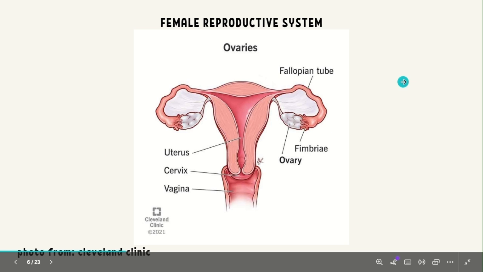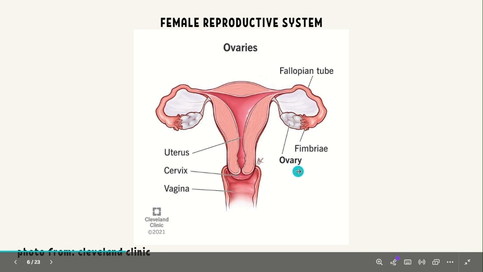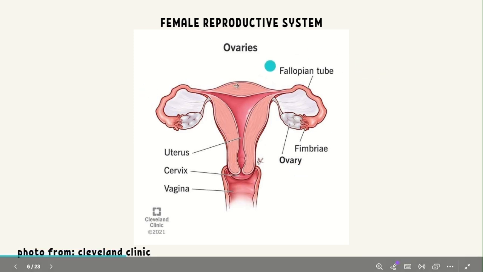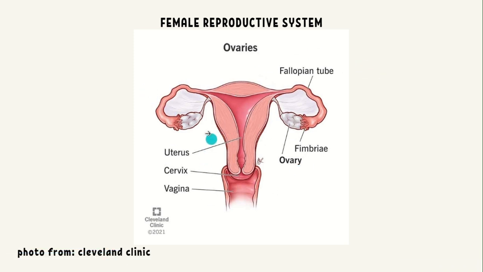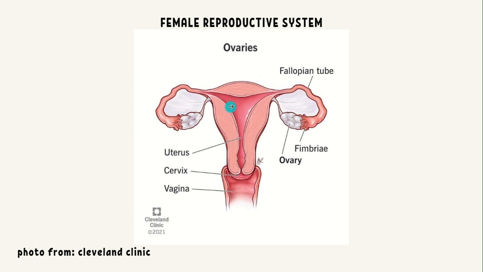So basically, we're moving on to the female reproductive system. I would suggest that you at least know how to draw this, right? So let's just go through the labels. This is our reproductive system, and right here is the uterus. So the space in here is the uterus.